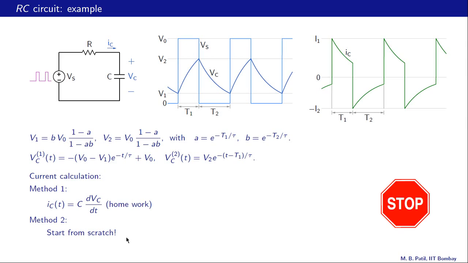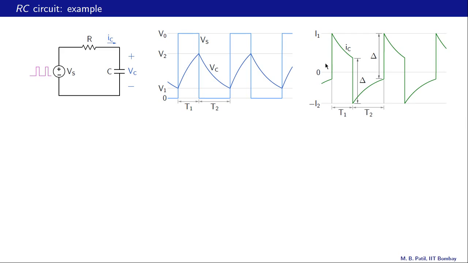Oh, the stop sign has come now. What is it saying? It is saying that there is something to be completed, and that is this homework over here. So you really should stop the video at this point. Compute IC in the T1 phase and also in the T2 phase by differentiating the capacitor voltage in the T1 phase and in the T2 phase. And once you are done with that, you can get back to the video.